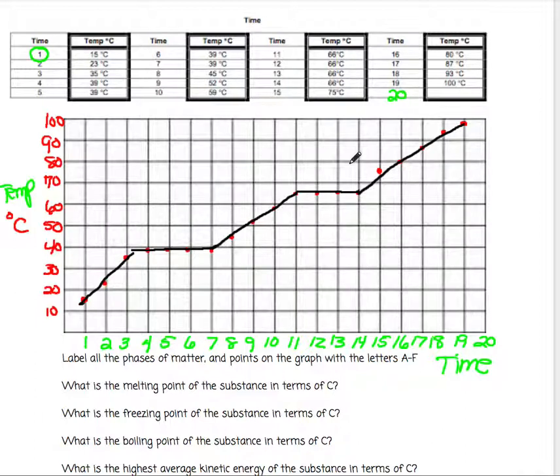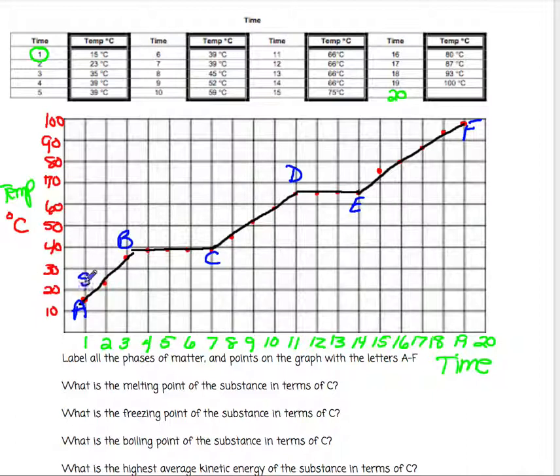You are going to see data like this given to you in a problem. When you get data like this, there could be a little graph. If there isn't one, make one out of a piece of paper. Do what you have to do, okay? Now it says label all the phases of matter and points on the graph with the letters A through F. Okay, what color do you want? How about blue? Point A, point B, C, D, E, and F. Okay? And then it says label all the phases of matter.